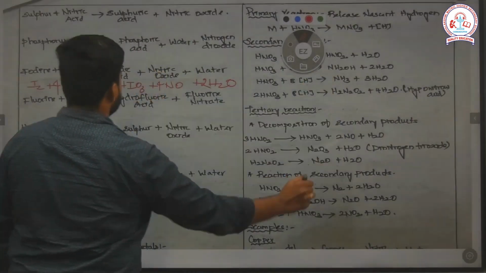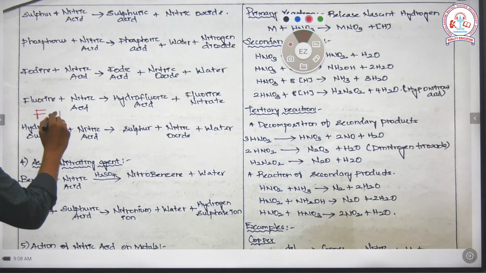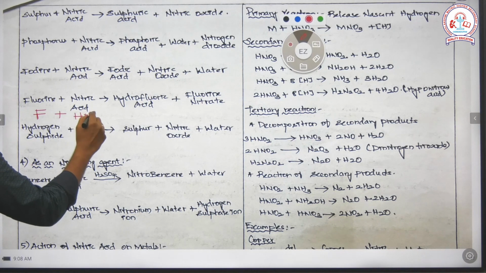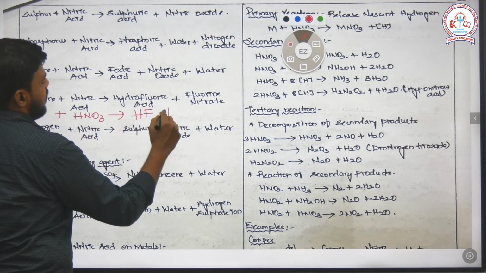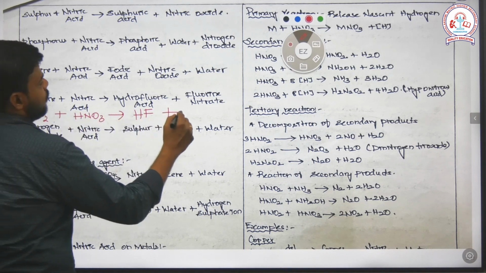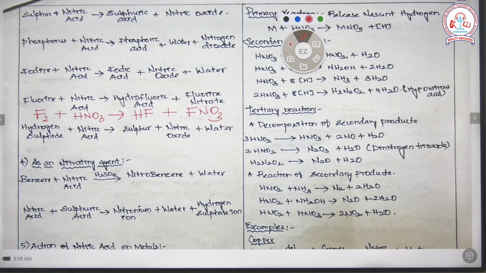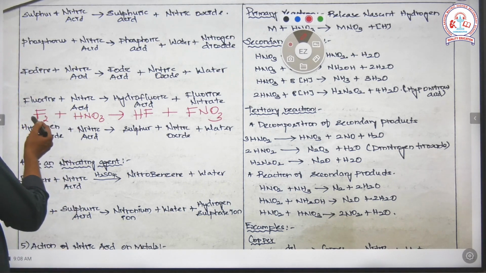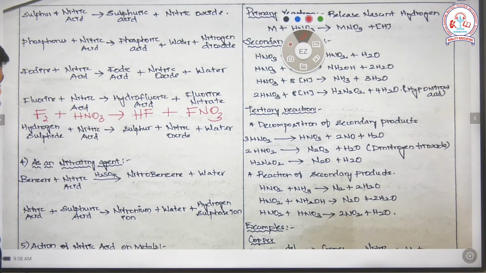Then the next one is fluorine, which reacts with nitric acid and forms hydrofluoric acid HF and fluorine nitrate NO3F or FNO3. See, that's all. One of the hydrogens will take up the fluorine and go as HF. Then one of the fluorines will combine with the NO3 and go as NO3F.